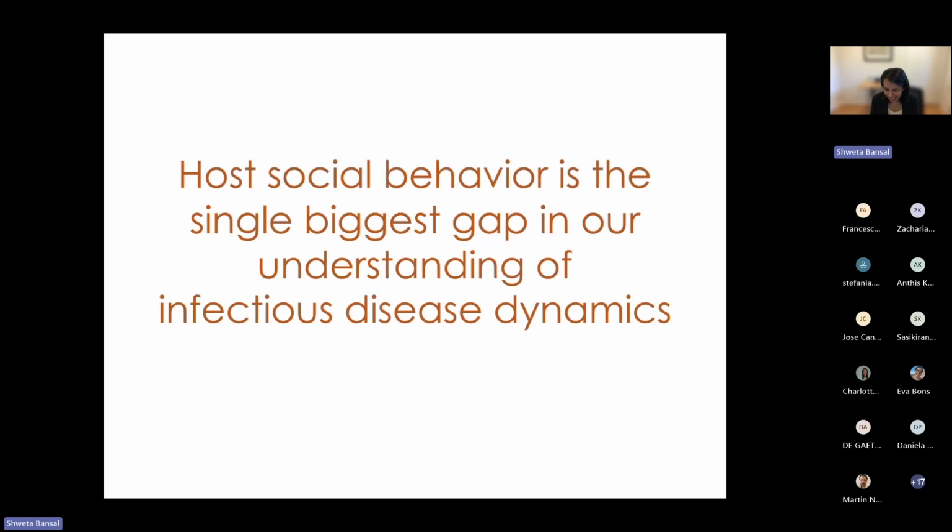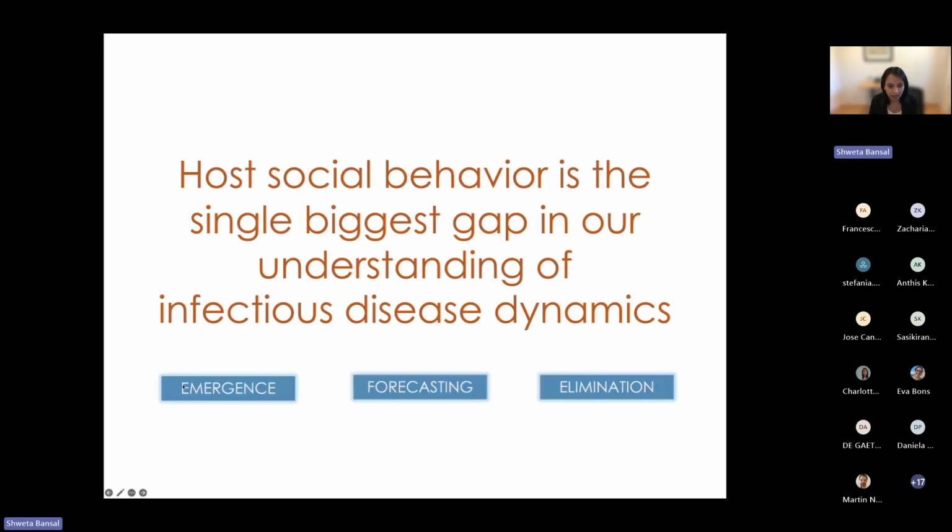And what I contend, partially because of this complexity, but really because we haven't invested in this as a community, is that host social behavior still remains one of the biggest gaps in our understanding of infectious disease dynamics. Because we don't think about behavior between different species, we lose out on opportunities to predict emergence of disease. Because we don't have a great understanding of the dynamics of behavior and how disease impacts behavior, our ability to forecast disease is hampered. And because we don't always appreciate the nonlinear consequences of anti-mitigation behavior, our ability to eliminate infections has been limited as well. This is something we've learned over and over these past 4 years.